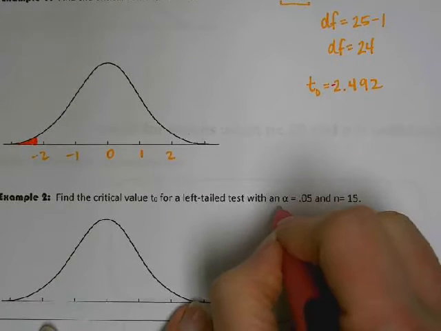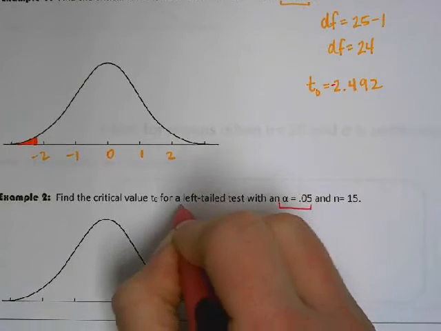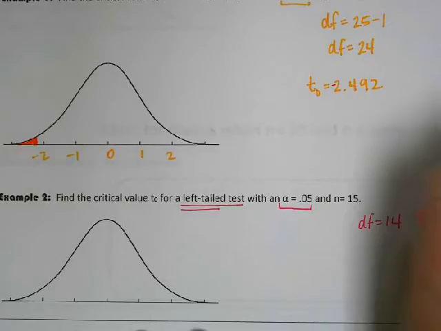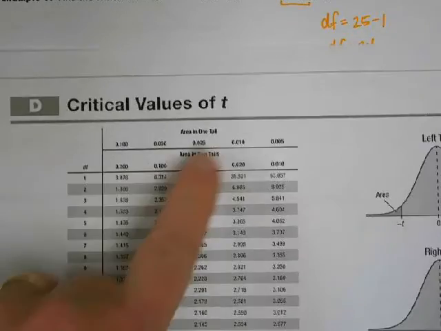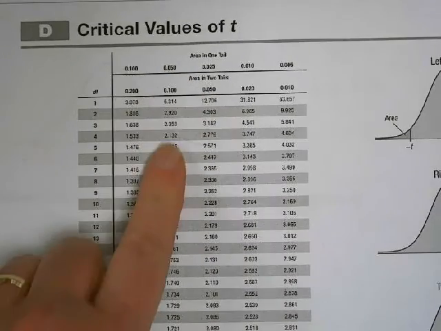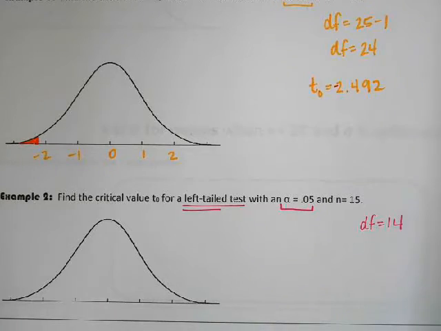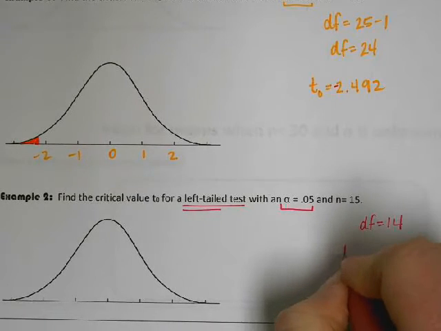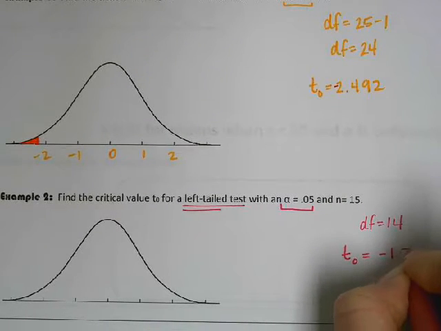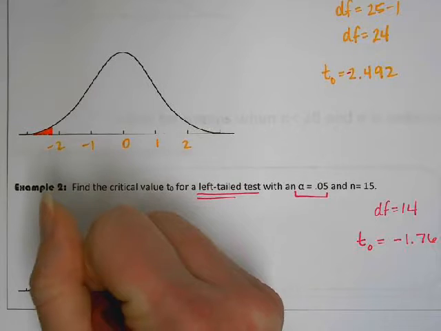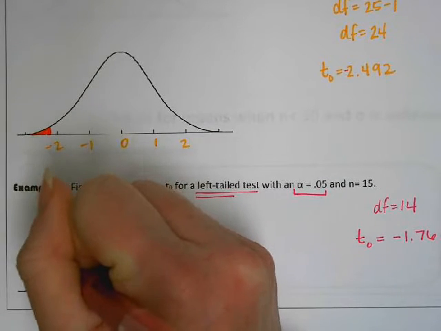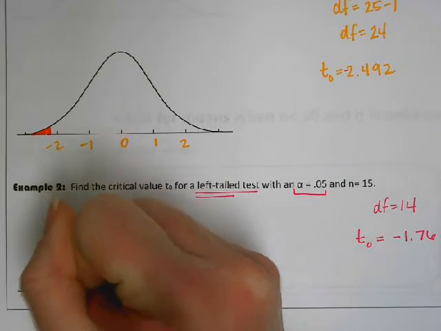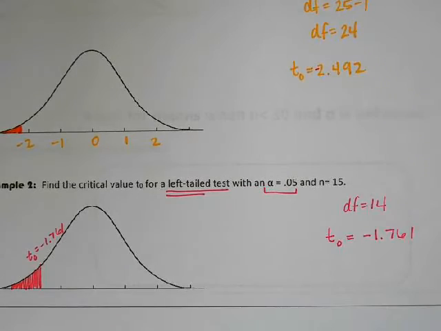So we're looking with a level of significance of 0.05. It is a left-tailed test. It's going to be one tail, and my degrees of freedom in this case is 14. So I'm going to go to my table, a one-tailed test at 0.05, and I'm going to run my finger down until I get to degrees of freedom 14, and I get 1.761. Again, it's a left-tailed test. It's going to be negative 1.761, and that would be around here somewhere. And I would shade.